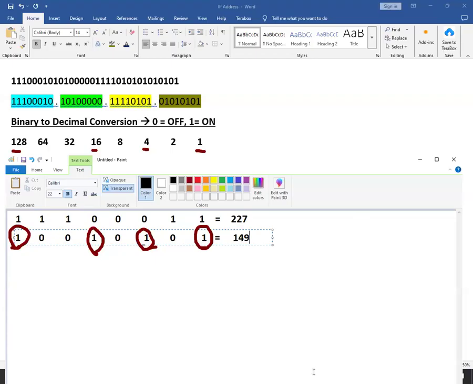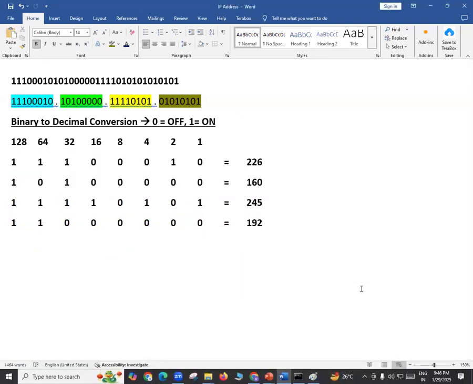Okay, now let us see a few more examples here, which I have already written. See, in this example, 128 plus 64 plus 32 plus 2 is how much? 226. 128 plus 32 and nothing else, right? So 128 plus 32, how much? 160. Here, 128 plus 64 plus 32 plus 16 plus 4 plus 1. How much? 245. Here, 128 plus 64, nothing else. So it is how much? 192. These are your binary to decimal conversions.